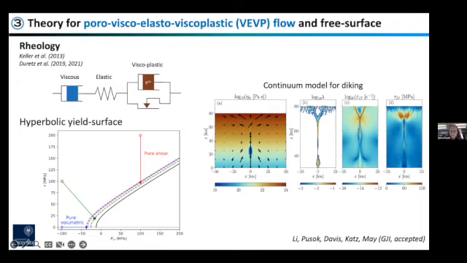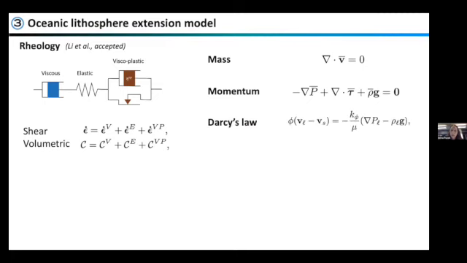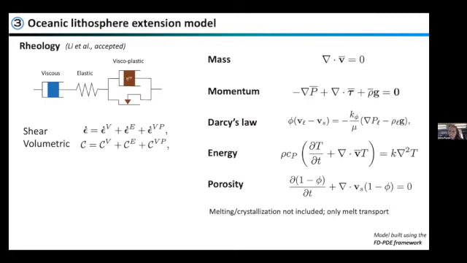magma is transported as a dike, shown here, which is a tensile fracture. I've used this theory to create a new oceanic lithosphere extension model, using the same rheology. Here I'm describing the shear and volumetric components and solving for conservation of mass and momentum, coupled with energy and porosity. Here I'm going to mention that it's still a fairly simple model because melting and crystallization are not included.